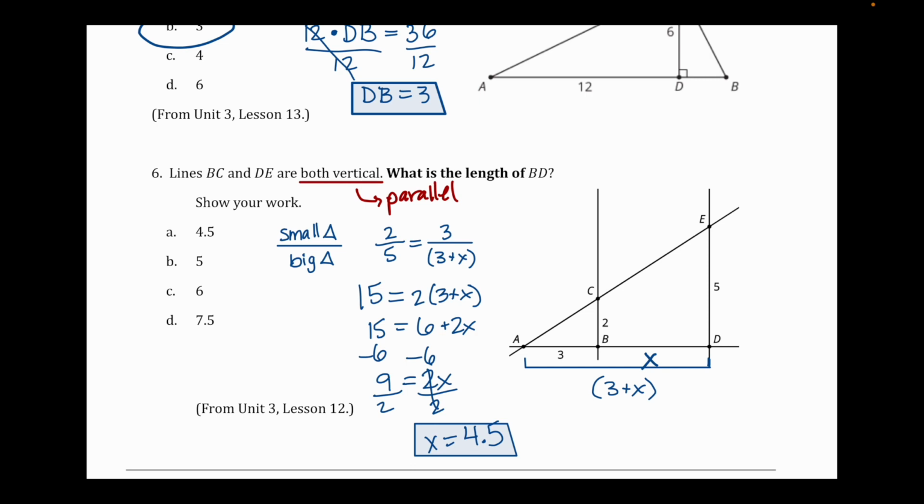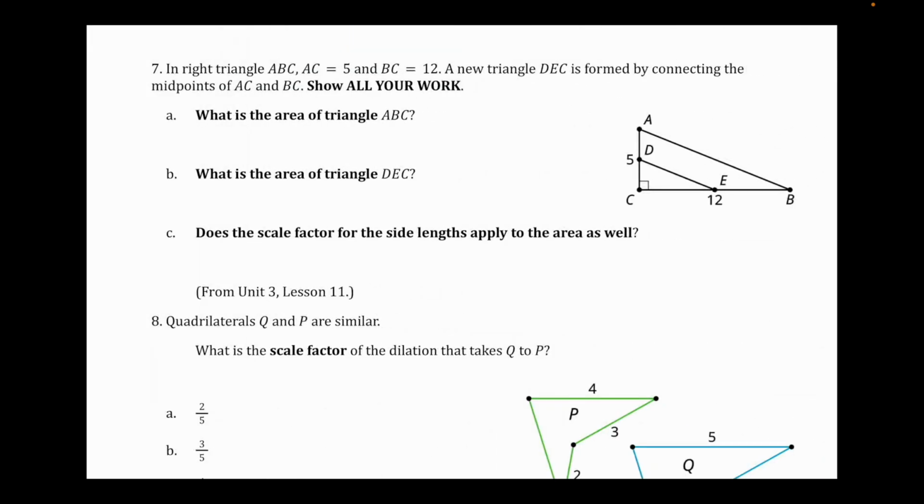And so our answer here is 4.5. It is A. And on one of the previous assignments, we actually found the length of the entire thing, and that one was 7.5, so this checks out. It's 3 plus 4.5 would make 7.5. So let's keep going on to 7, 8, and 9.